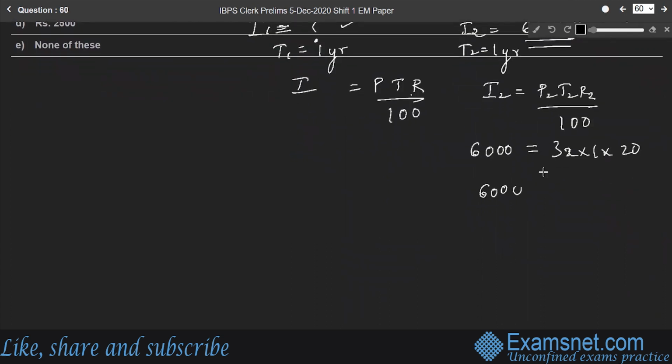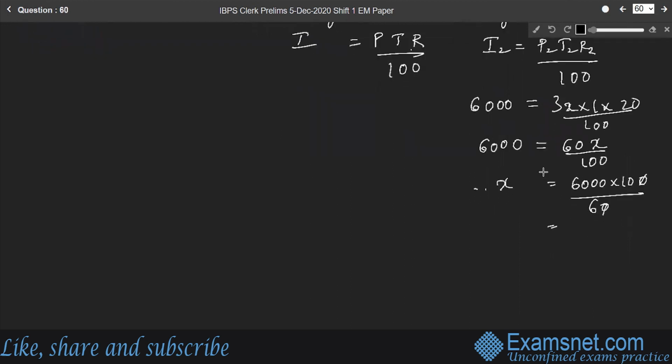Therefore, 6,000 is equal to 3 into 20, 60x by 100. Therefore, x is 6,000 into 100 divided by 60. Therefore, it is 1,000 into 10, 10,000. X is 10,000 rupees.